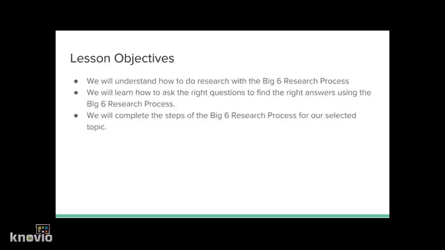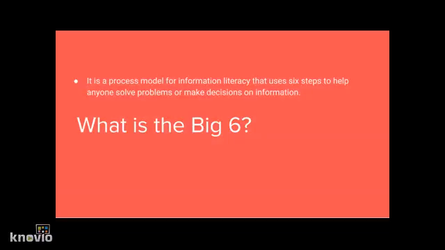So these are the lesson objectives that we'll be working with. As students, we will understand how to do research with the Big Six research model process. We will also learn how to ask the right questions to find the right answers using the Big Six research process. And lastly, we will complete the steps of the Big Six research process for our selected topic, from Riot to Revolution, of course. But first, we must understand what the Big Six process is really all about.